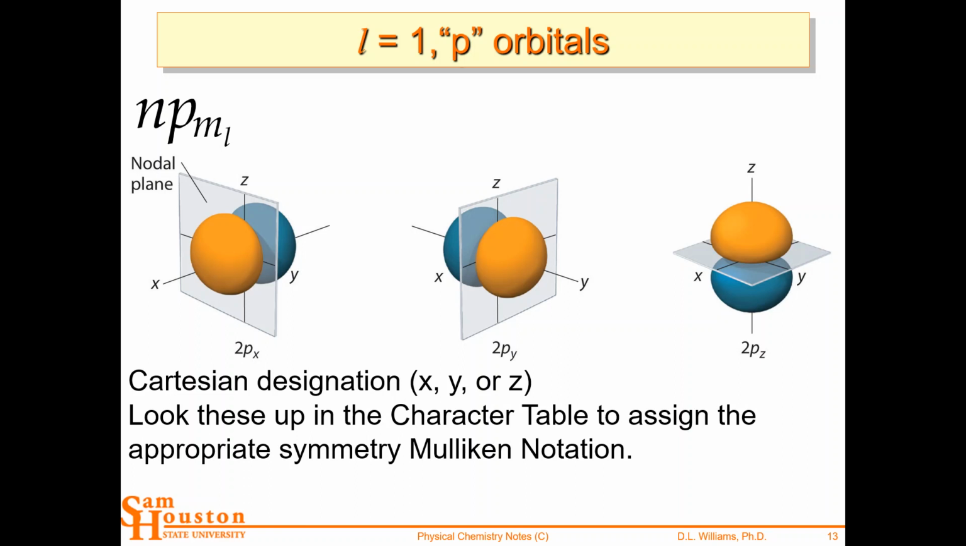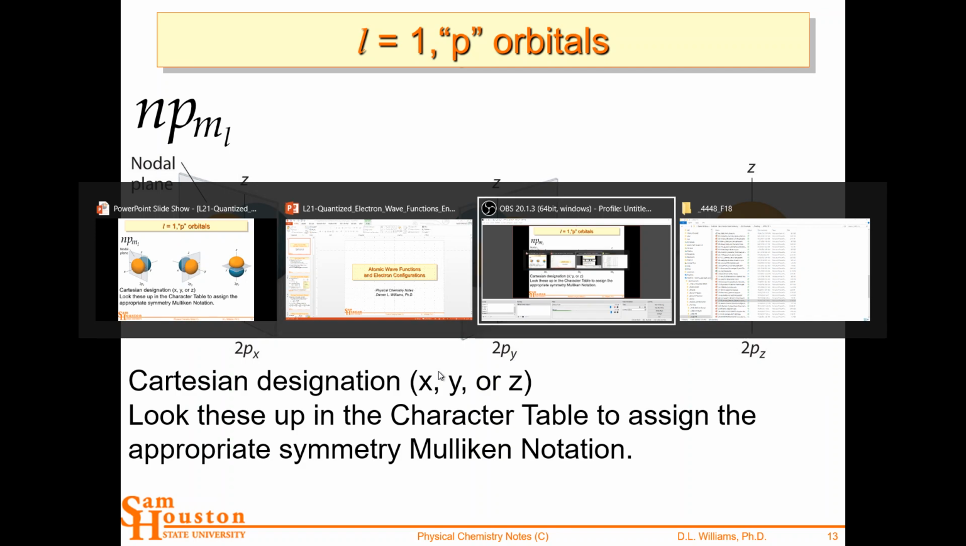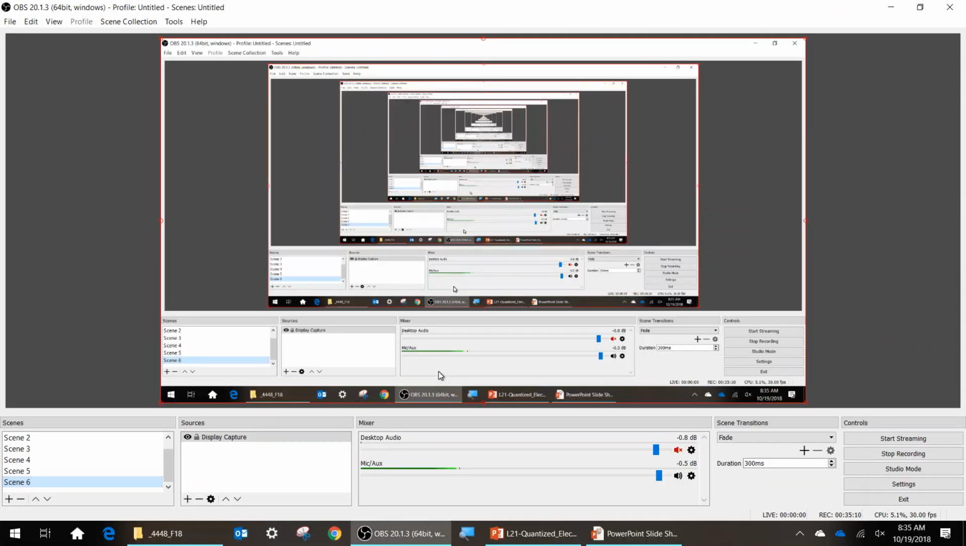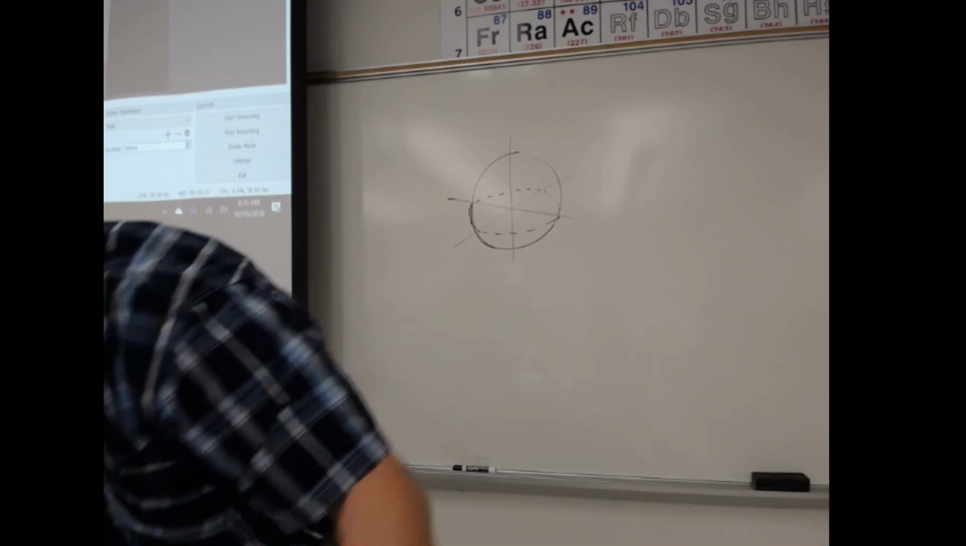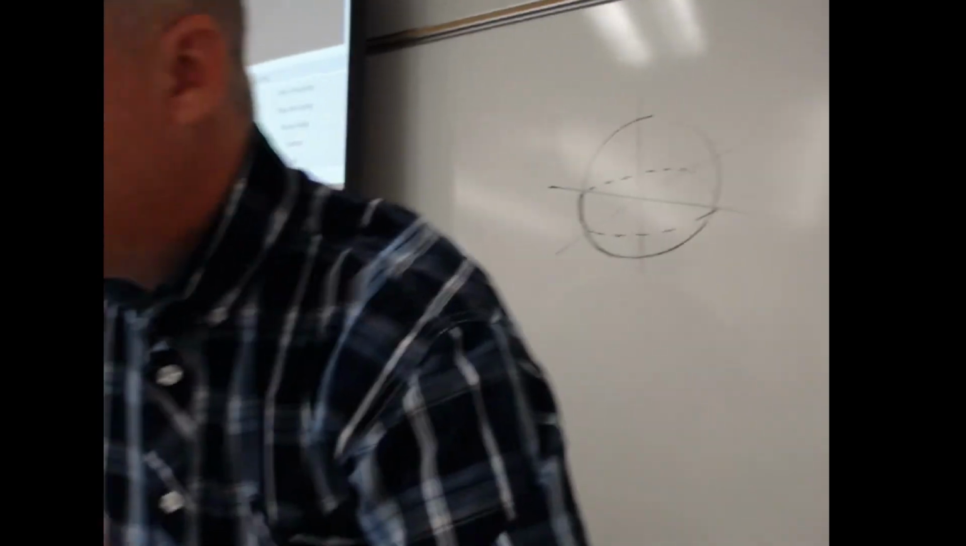Going to be hard for me to draw. Let's look at the Z. That'll be a little easier for me to draw. Okay. Let's see if I can get this arranged. Let's zoom in.